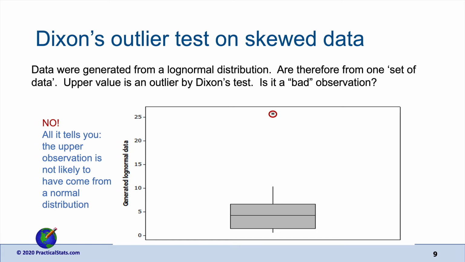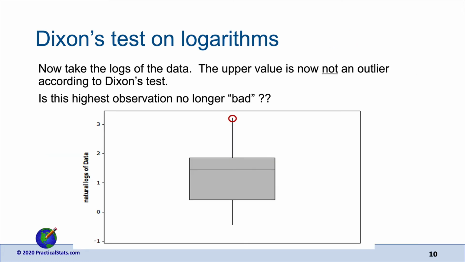So I could take the logs of these data and then run Dixon's test, and it tells me that there are no outliers. Can an observation go from bad to good just with a log transformation? No, it's because it was never bad to begin with. It was simply not from a normal distribution.